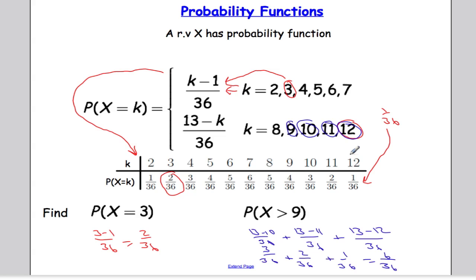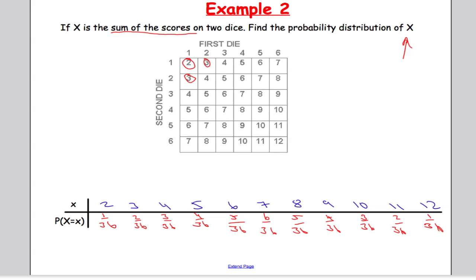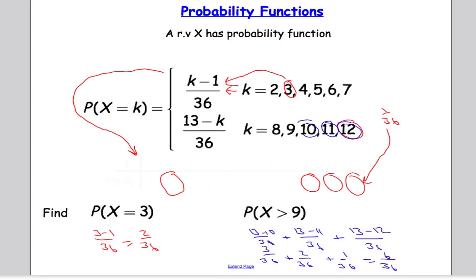So, does that match up with what we've done so far? And with our table, it should do. 3 over 36 plus 2 over 36 plus 1 over 36 is 6 over 36. And again, let's refer back to the two-way table. What is the probability that when I roll two dice, I get a value that's greater than 9? Well, it's these outcomes down here, and there is 6 out of 36. So that worked out nicely.